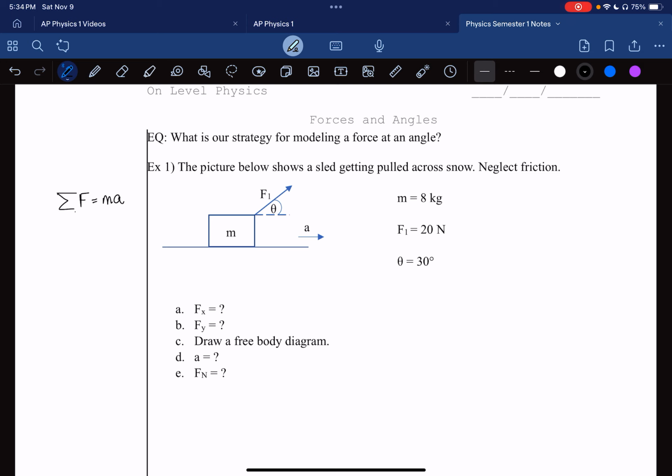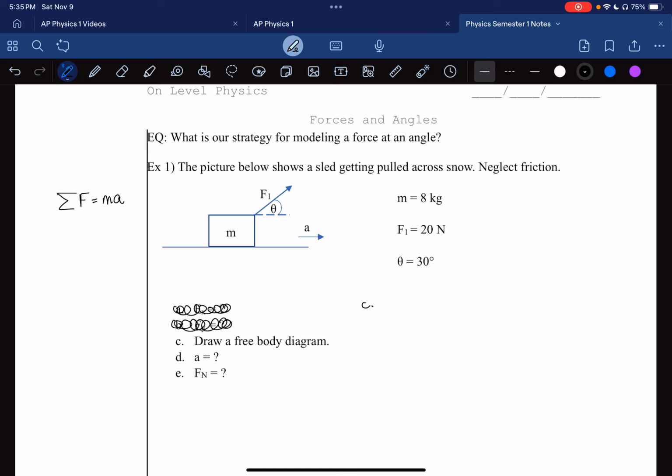Newton's second law, we can pretty much only use in one dimension at a time. And so our goal is to take this force and break it up into components. So let's go ahead and try that. And if you have this set of notes, just cross out Fx and Fy. We're going to do it a little bit differently. First thing we'll do is start with a free body diagram.